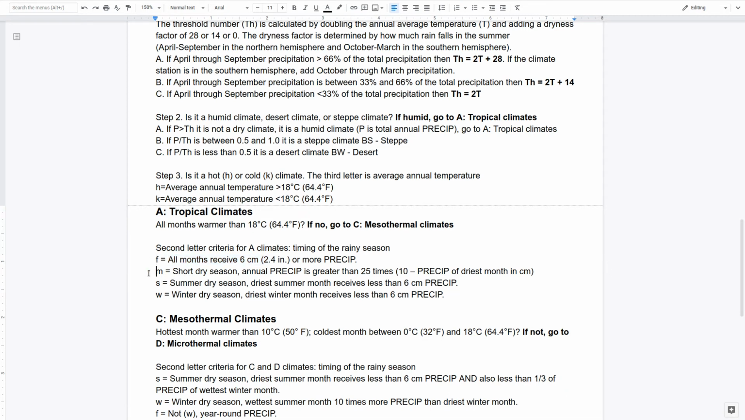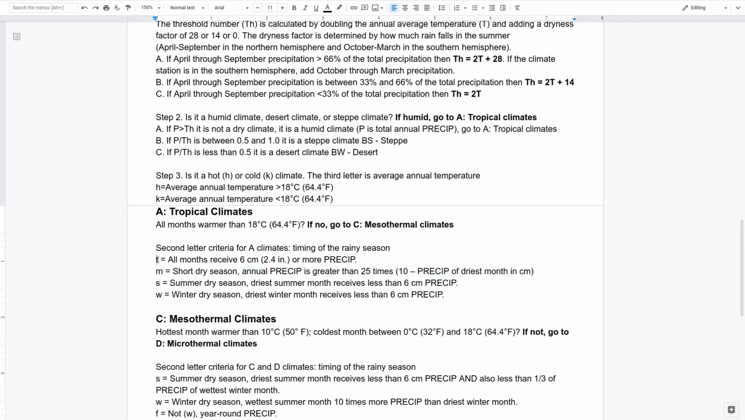The second thing to check is, is it an AM, tropical monsoon? Is there a short dry season? Specifically, is the annual precip greater than 25 times 10 minus the precip of the driest month in centimeters? I'll go through an example of that in a minute. This is usually terrifying to students because it involves math. But really, annual precip is given to you, monthly precip is given, so you just have to find the driest month, take 10 minus the precip of the driest month in centimeters, multiply that by 25, and then compare that to the annual precip. Much easier is the S, summer dry.